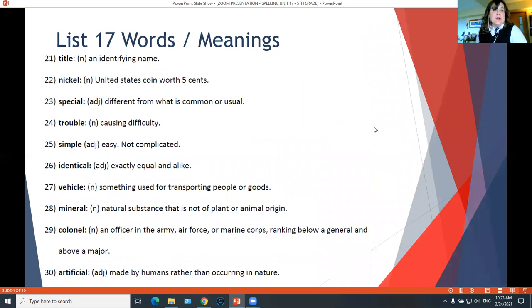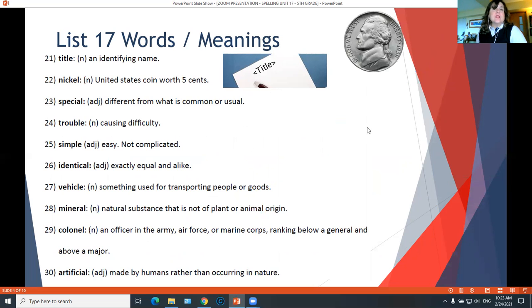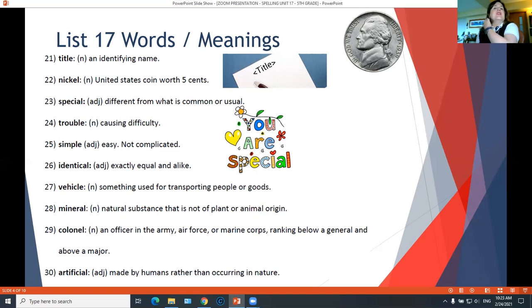Number 21, title. Title, an identifying name, like when you write the title of a class on your notebook. Nickel. Nickel is the United States coin that is worth 5 cents. Here in the picture, we have a nickel. Special. Special is being different from what is common or usual. It's used as an adjective. So when you say to your BFF, you are so special, you are saying that it's different from what is common. Okay, you are special.